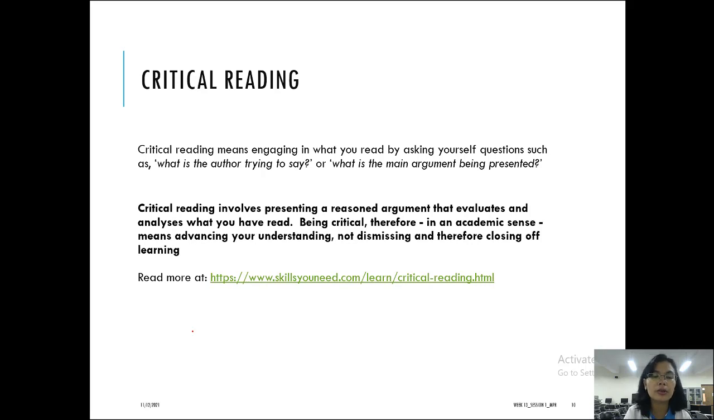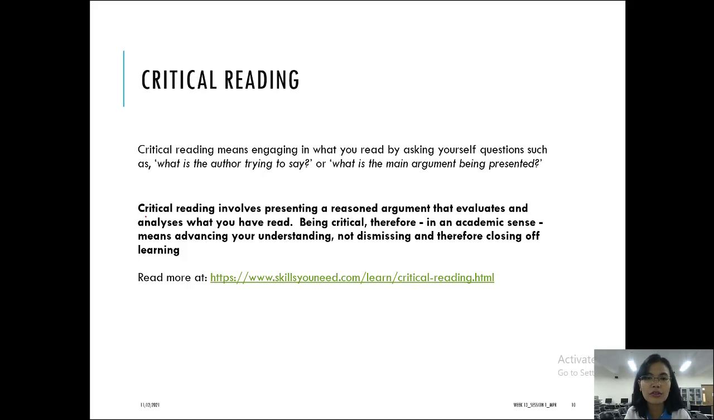Now we will talk about critical reading. What does critical reading mean? Critical reading means engaging with what you read by asking yourself questions such as, what is the author trying to say, or what is the main argument being presented? So you're not only reading, but you start asking questions, so being critical. For example, is there any message behind this text? It's not only just writing, but this writing wants to persuade you to trust the argument or otherwise. Critical reading involves presenting reasoned arguments that evaluate and analyze what you have read. So it's not only just reading, and then at the end you don't know what the reading is.